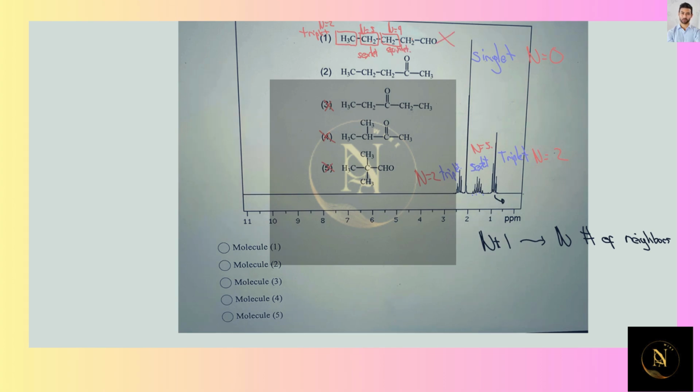So now let's look at the last option over here and look at the splitting pattern. This is going to have n equal 2, so it corresponds to a triplet. The second one is going to have 3, 4, 5 neighbors, so this is going to be a sextet. This CH2 is going to have only 2 neighbors, so this is going to be a triplet. And this CH3 is going to have no neighbors, so this is going to be a singlet. So the correct option for this case is going to be molecule 2.